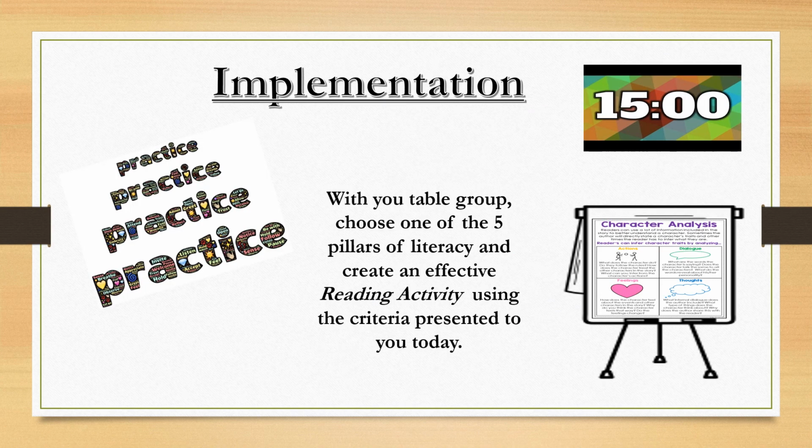Look on your table and you will see a hot pink slip of paper. On that sheet of paper, you will have one of the 5 reading components that you're going to complete today. With your table group, you are going to create an effective reading activity using the criteria presented to you today. All the materials are on the back table. You are going to use either the poster board or you're going to act out a skit to create a visual of the activity that you have using everything that you've learned today. You have 15 minutes to create the activity.